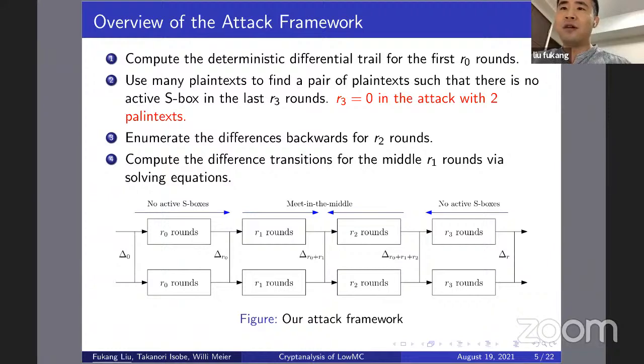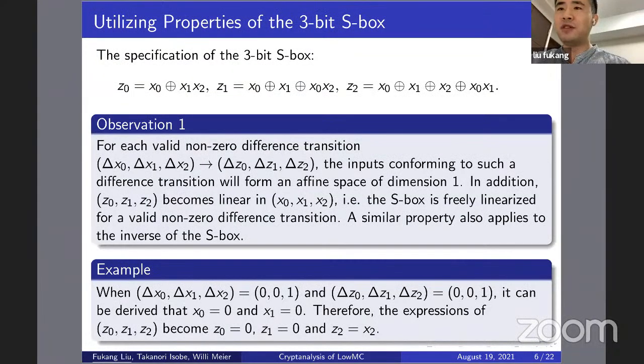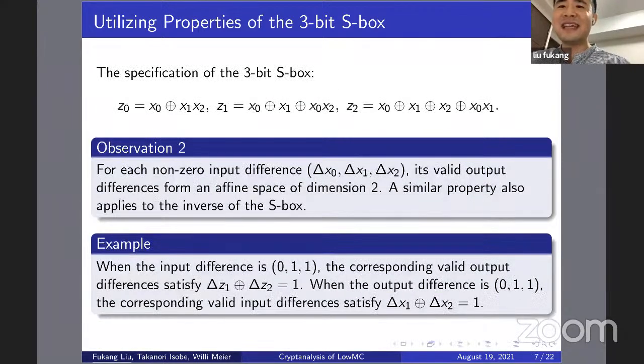Our attack will rely on 2 important observations on the 3-bit S-box. The first observation is that for each valid non-zero difference transition, the inputs conforming to such a transition will form an affine space of dimension 1, and the S-box will be freely linearized. This property also holds for the inverse. A second important observation is that for each non-zero input difference, its valid output differences must form an affine space of dimension 2. This also holds for its inverse.